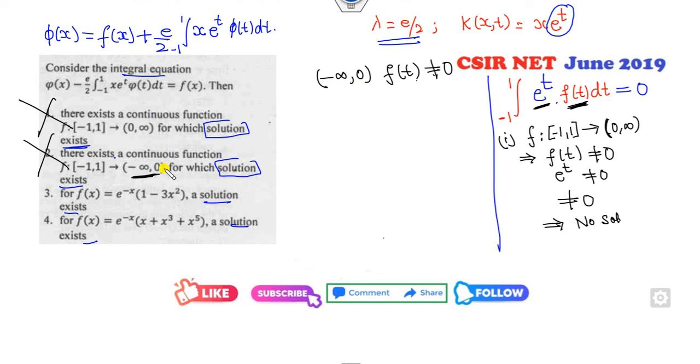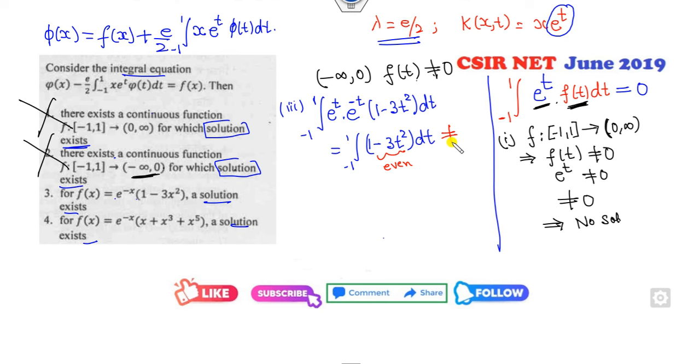Third case. When f(x) is given, I can substitute here e^t into e^(-t)(1 minus 3t^2). So what is the integration of this? Integral from minus 1 to 1 of (1 minus 3t^2). Is it zero? No, because this is an even function. Once it's an even function, it can never be zero. Or you can integrate them: it's t and t cube from minus 1 to plus 1, which is non-zero. Fine. So again this case will be cancelled.